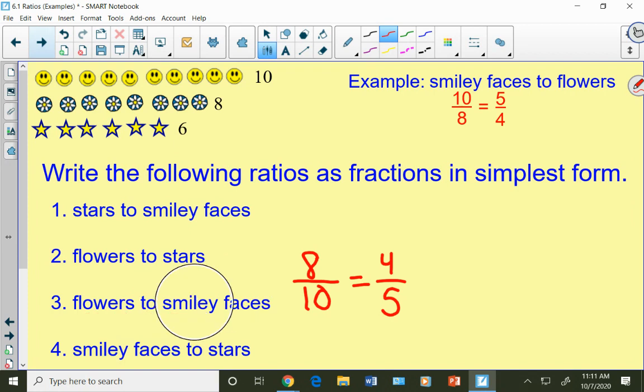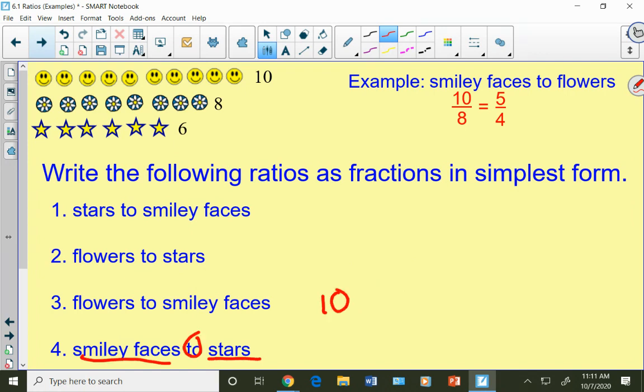Everybody's getting that. All right, got another one. Smiley faces to stars. Smiley faces comes first, so you have to do it first. There's 10 of those. Stars comes last, so you have to do it last. So that's a 10 to 6. Well, Mr. Renfro, I don't see 10 and 6 on my chart. That's because you always have to say the smaller number first.